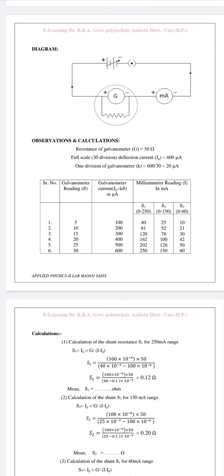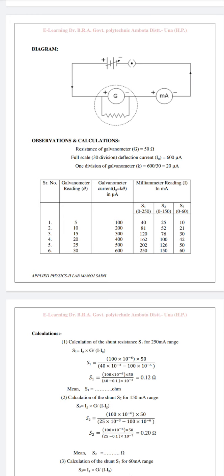When we set the deflection in the galvanometer at 5, then the value in the milliammeter when we connect the shunt S1 is 40. Meaning when we adjust the value to 5, automatically the value in the ammeter is 40. And when we change the deflection to 10, then it changes to 81, and 15, 120, 20, 162, and so on. When we reach 30, then the value in the ammeter is 250. So 30 divisions of the galvanometer is converted to 250. We get the first range 0 to 250.